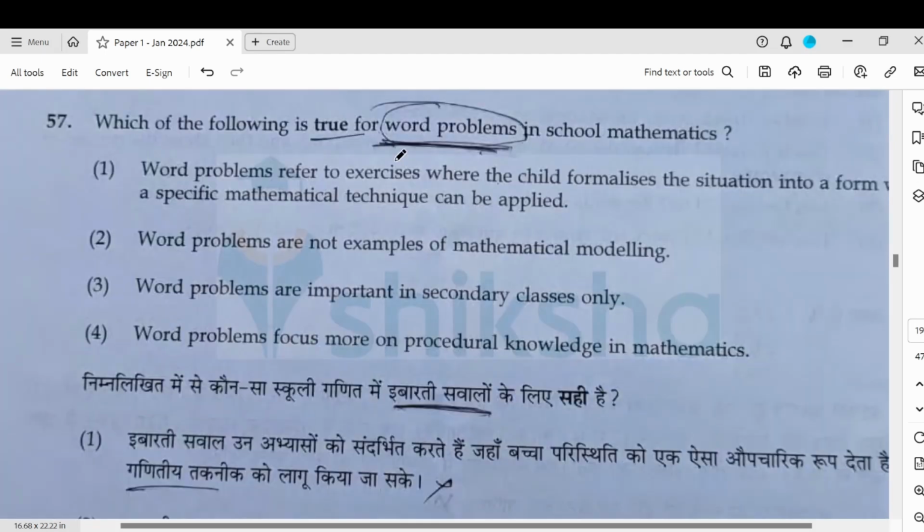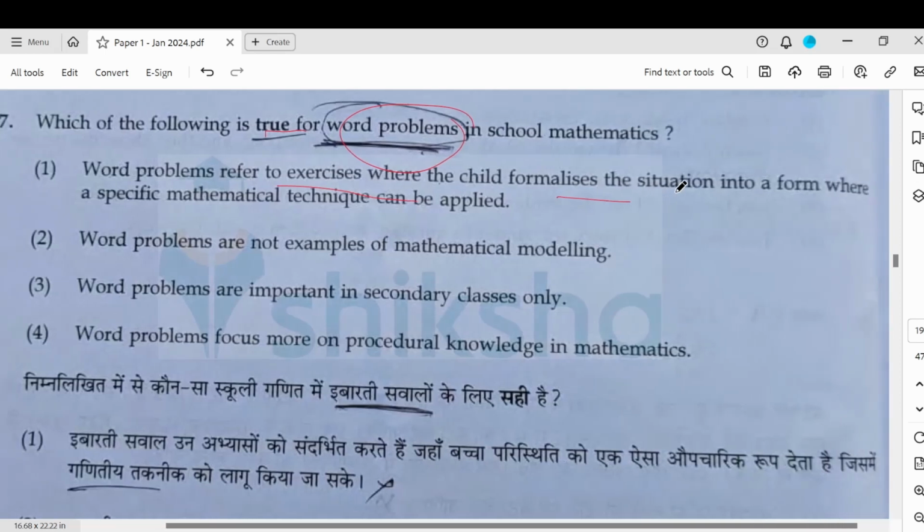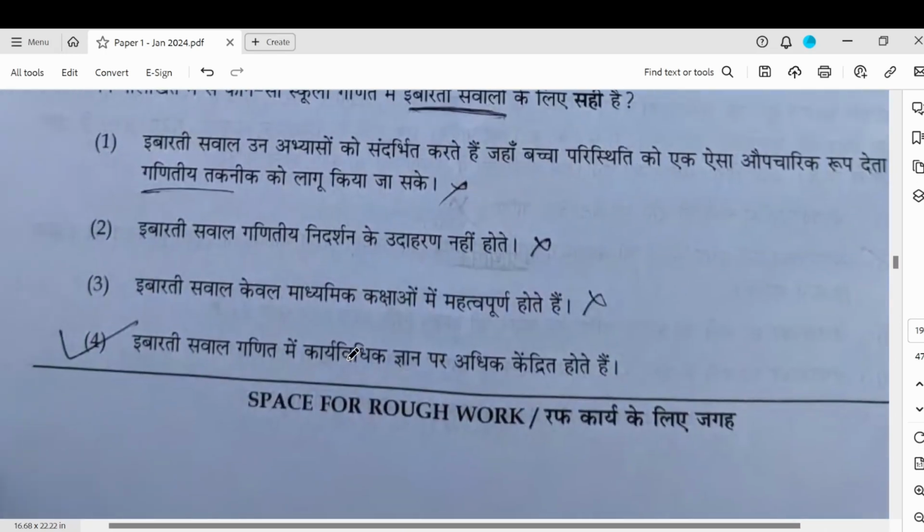Which of the following is true for word problems? It refers to the exercise where a child formalizes the situation into a form where a specific. So yeah, this is true. They are not examples. They're important in secondary class only. More focused on procedural knowledge. No, it is on the formulation thing. So the first one is the correct answer.